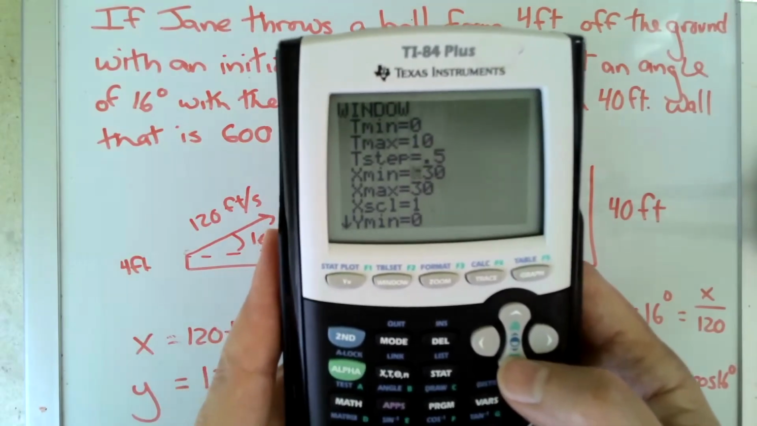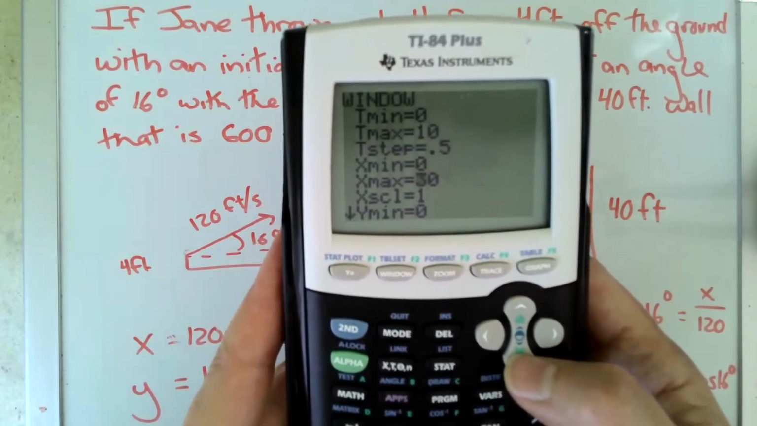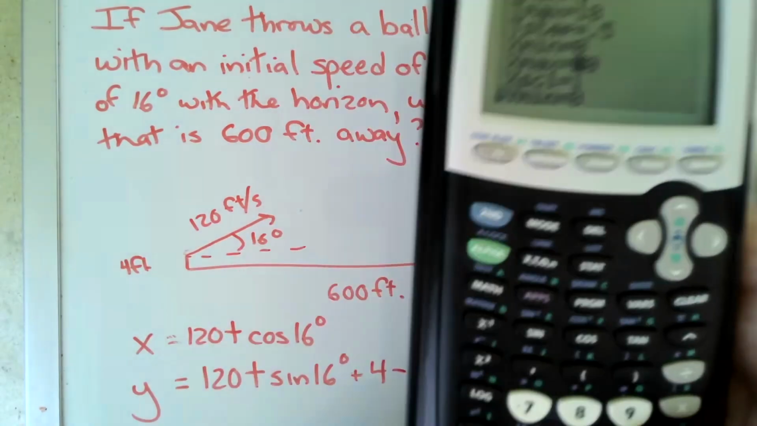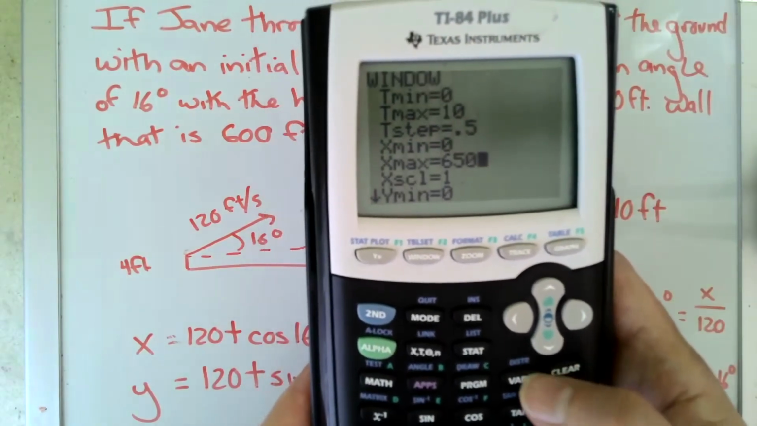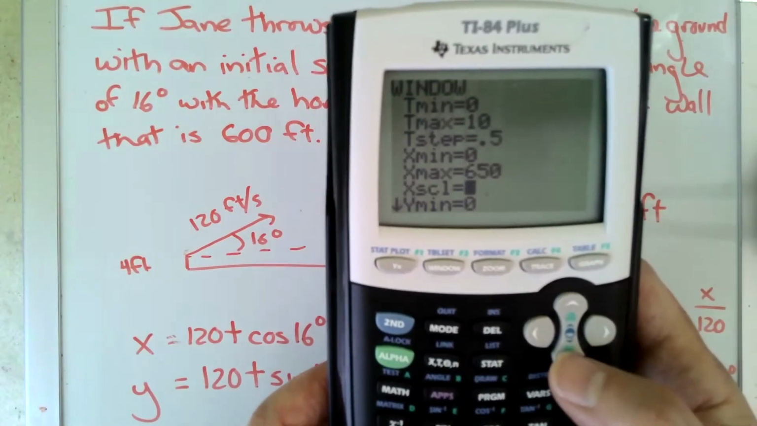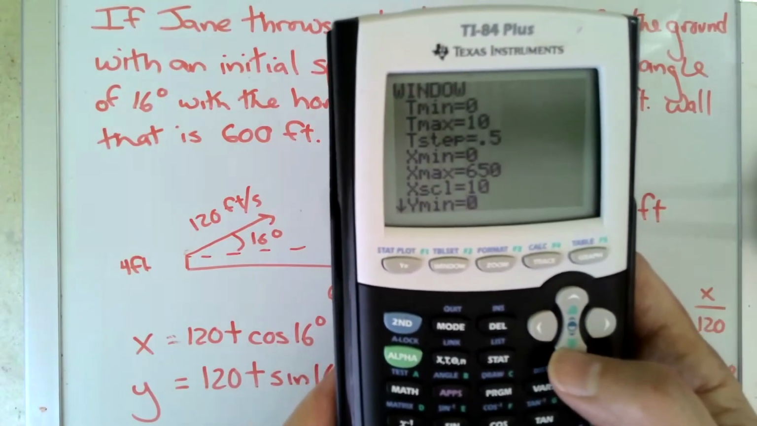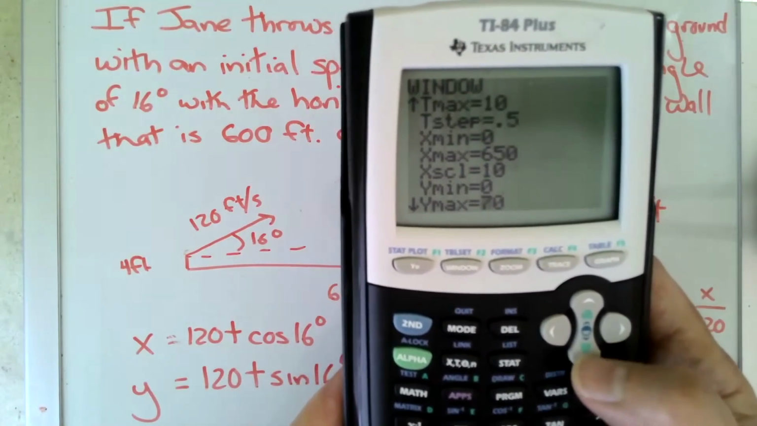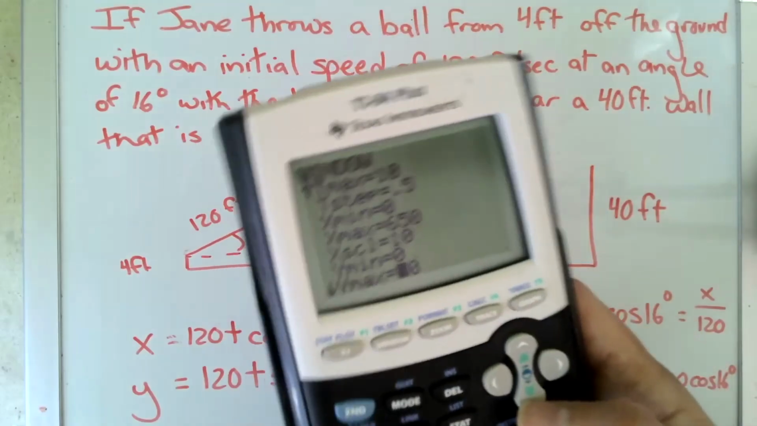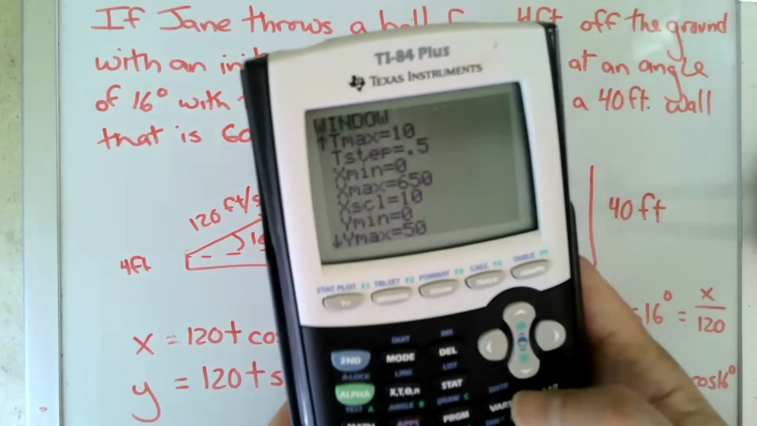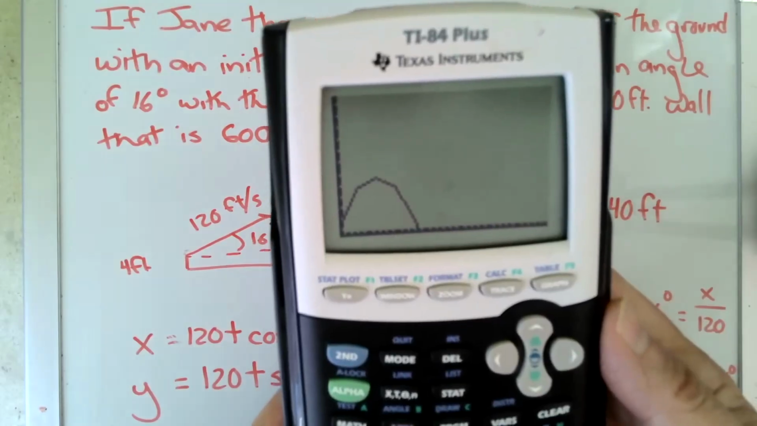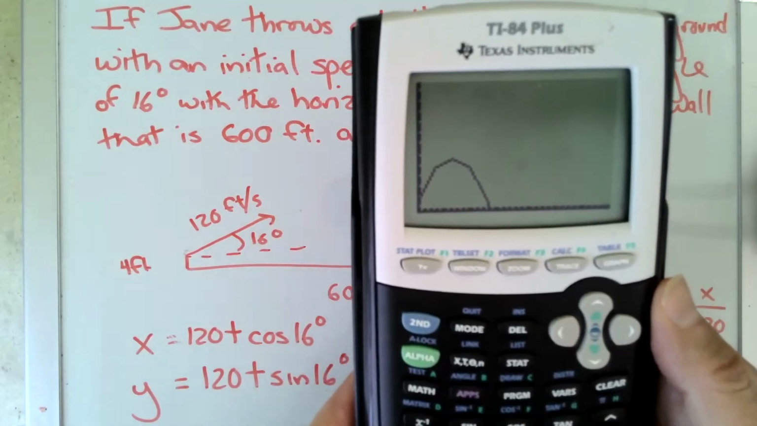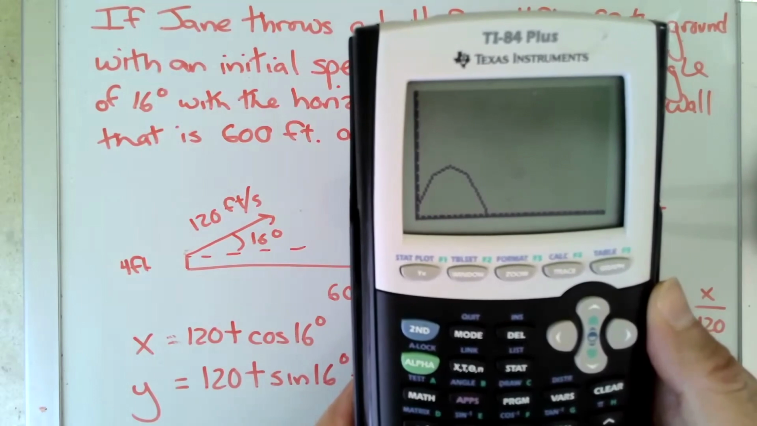My x minimum, I start at 0. My x maximum, I want to go up to that 600 feet, maybe a little farther. Maybe I'll say 650 to see what's happening. And maybe my scalar is going to be more like tens. My y, again, I'm going to start on the ground and I'll go up to a little bit above 40 feet, so maybe 50 feet. And now I'll try that again. Okay, so there is essentially the path of my ball.